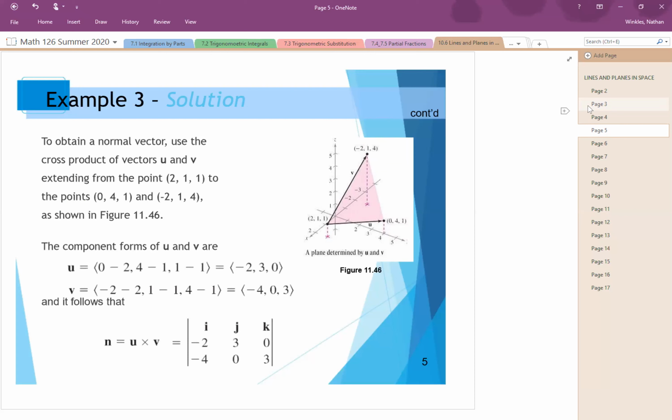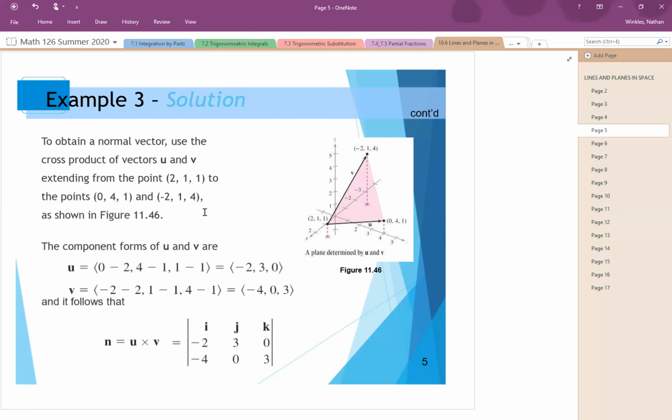The component forms, since we're going from those, are 0 minus 2, 4 minus 1, 1 minus 1. If you remember from last section, we used a very similar example where we had to find the area of a parallelogram. So that was our u vector. When we simplify, we get ⟨-2, 3, 0⟩. v is -2 minus 2, 1 minus 1, and 4 minus 1, so we get ⟨-4, 0, 3⟩.